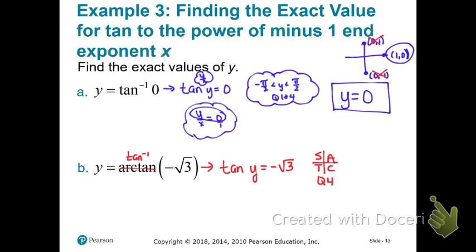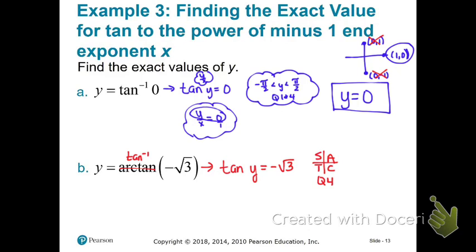What is that SATC? You remember that? That means that's where our trig functions are positive. All of them are positive in quadrant 1. Sine and its reciprocal in quadrant 2. Tangent and its reciprocal in quadrant 3. And cosine and its reciprocal in quadrant 4. So that tells us where our trig functions are positive.